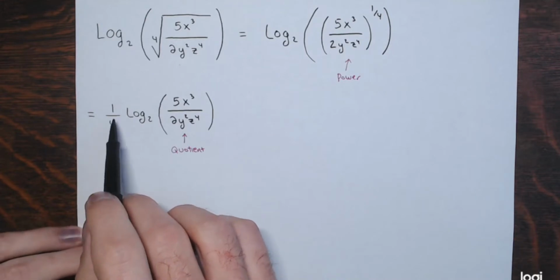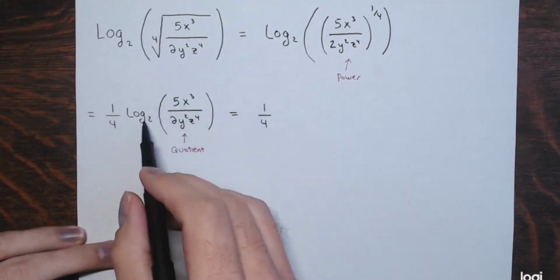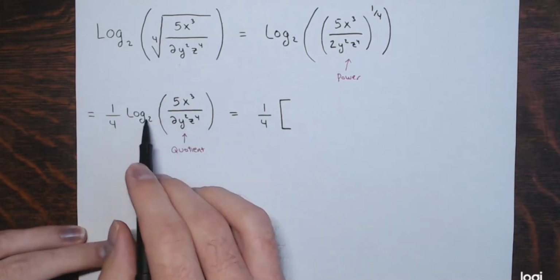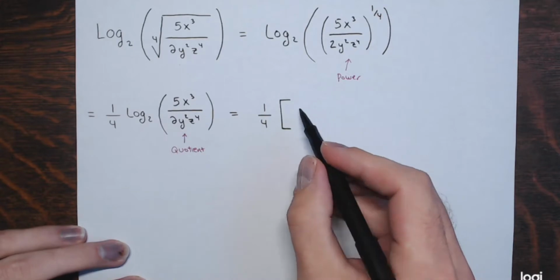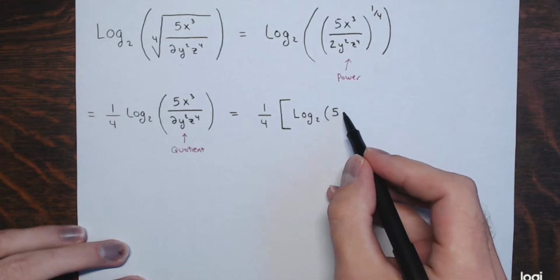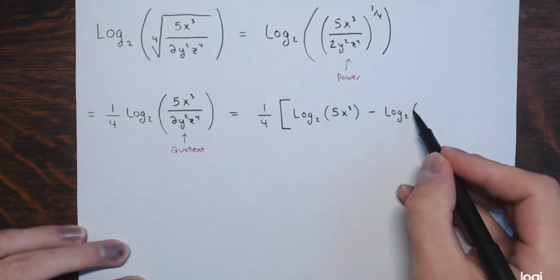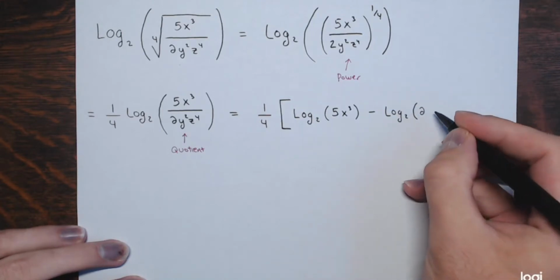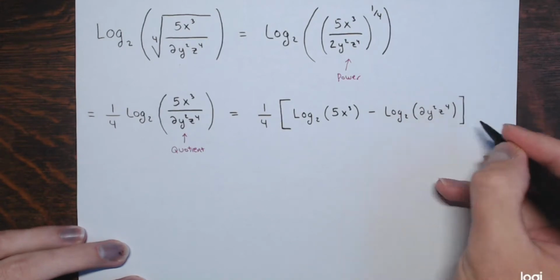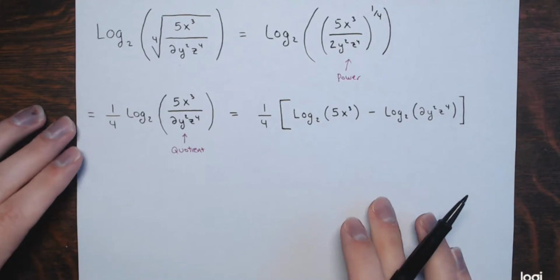And this is being multiplied by 1/4. So right now I have 1/4 times the one term, but that 1/4 should be multiplied by everything. So I'm going to put this in brackets or parentheses. 1/4 times whatever log base 2 of this is equal to. And it'll be log base 2 of the numerator, 5x cubed, minus the log base 2 of the denominator, 2y squared z to the fourth. And then if you want to put the 1/4 in, you can. I'm going to leave it in brackets for now, though. We'll do it at the end.